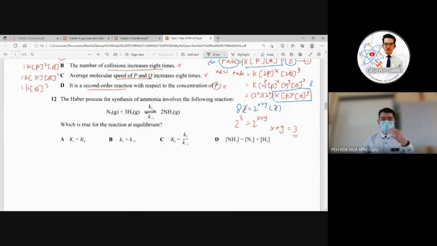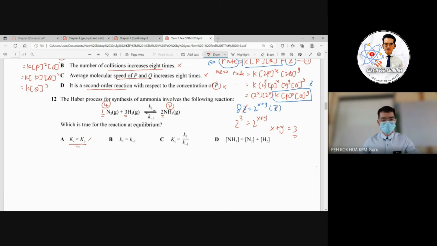Okay, so the Haber process for synthesis of ammonia involves the following reaction. What is true for the reaction at equilibrium? For the first one, Kc and Kp will be equal if the number of moles involved is the same for the reactants and the product. Here, the moles for the reactant will be 4, 1 plus 3, but the product will be 2. So the Kc and Kp will not be equal.